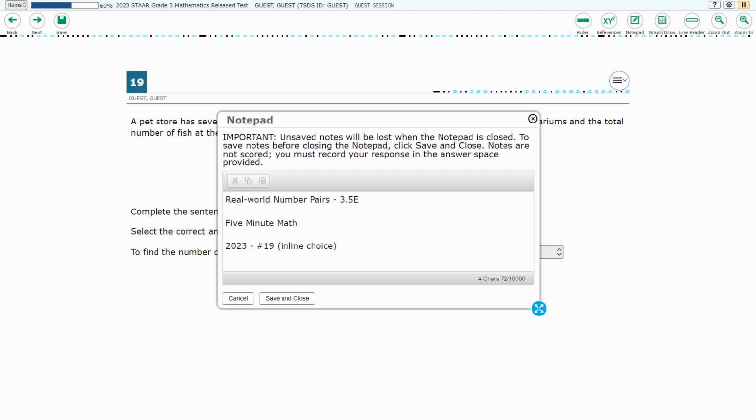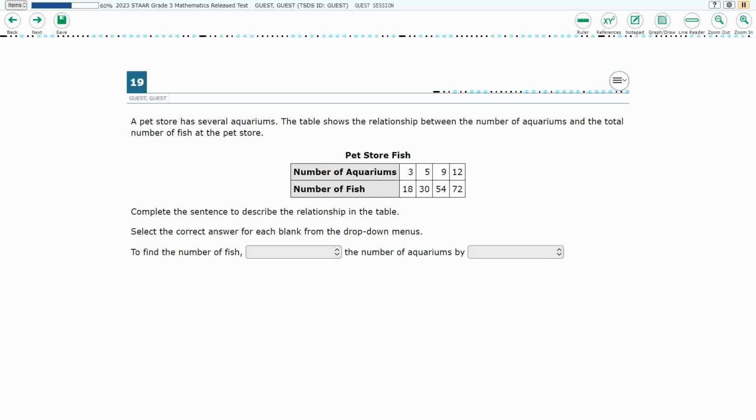Today we are looking at the third grade concept of real-world number pairs. This is standard 3.5E in the great state of Texas, and we are using item number 19, which is a new item type called inline choice of the 2023 released STAAR test. If you haven't done so already, please go ahead and take a moment to pause the video, work this problem out on your own, unpause it, and we will look at our answers together.